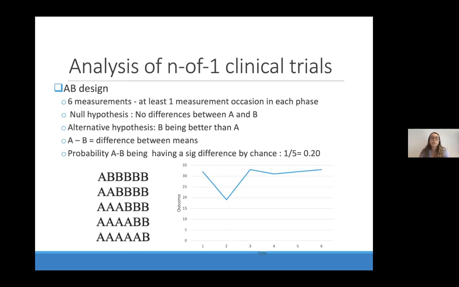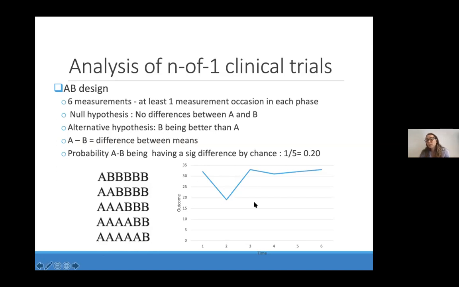This is exactly what I told before. So we have the measurements, you have our null hypothesis that is the same as trial with more patients. Our null hypothesis, there is no difference between the treatments, and here my hypothesis B, it's better than A, and I have all these probabilities and all these possibilities of randomization, and then I have my data.